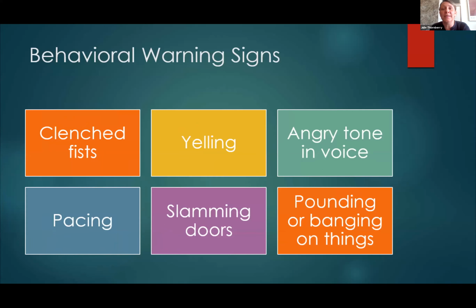So these are some examples of behavioral warning signs. Once again, you'll get the pacing, the angry tone in voice, the yelling, clenched fists. You might slam doors, pound things. These are actions that represent the fact you're feeling angry. Of course, when it gets to the point of pounding things and yelling, you're already very escalated. So the earlier we can recognize some of the beginning signs, the more capable we will be to avoid going to those more escalated places. So next slide, please.